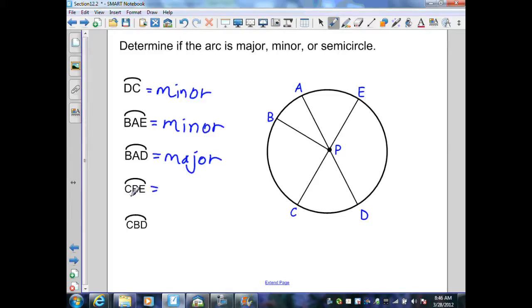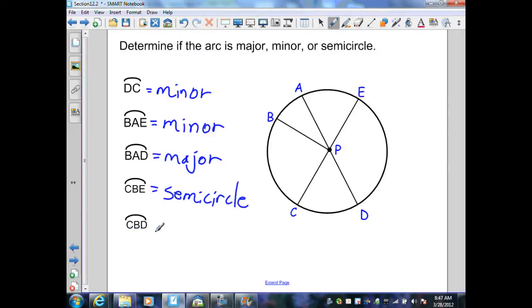Arc CBE. CBE is formed by the diameter CE, and I know a diameter separates the circle into two semicircles. Therefore, arc CBE is a semicircle. And I know that has to equal 180 degrees.